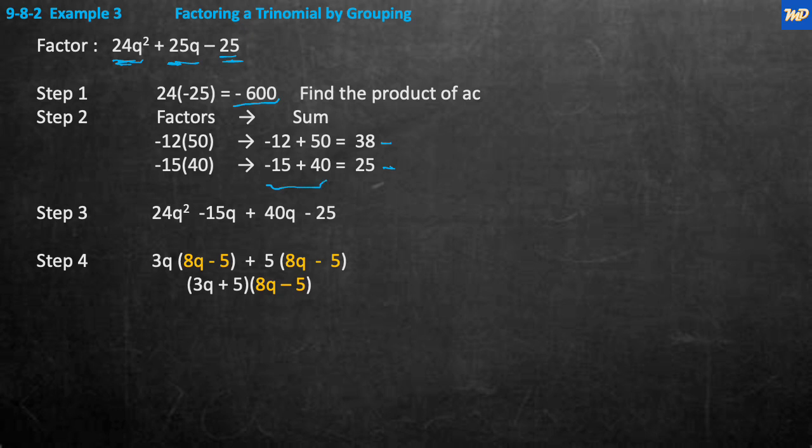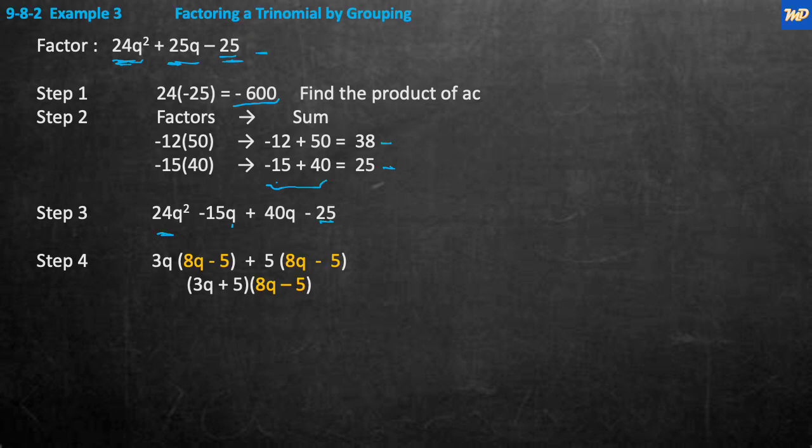So now we're going to go down here. We're going to rewrite our equation with our two middle terms. The first one's the 24q squared. The last one's the minus 25 from up here. And the inner ones are a negative 15q plus 40q. Now you can factor them using the distributive law and grouping.